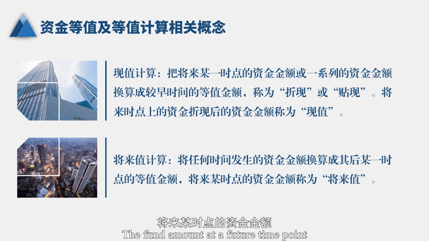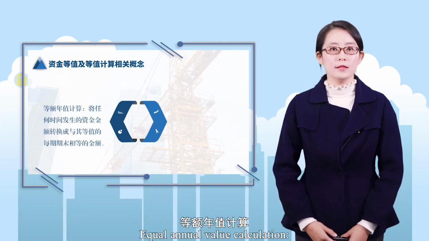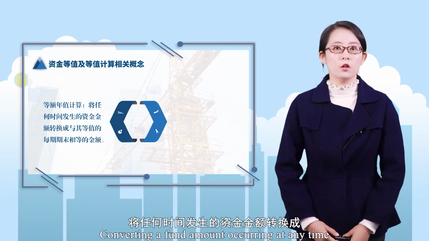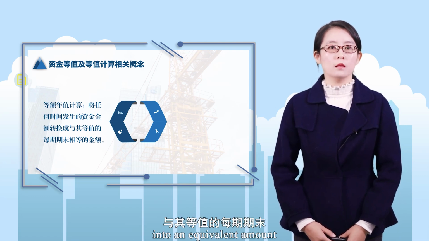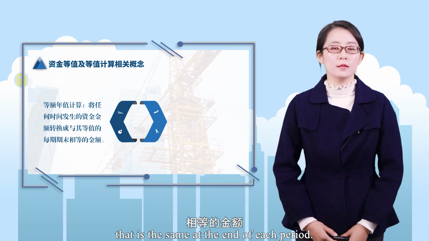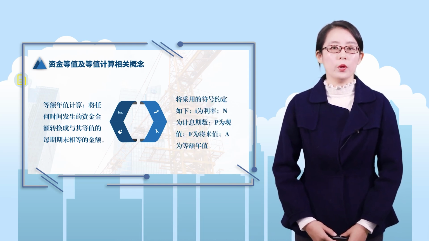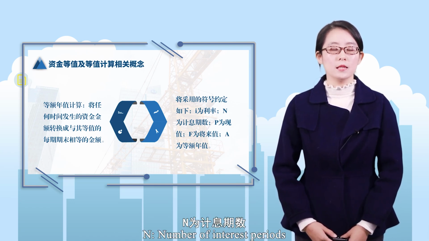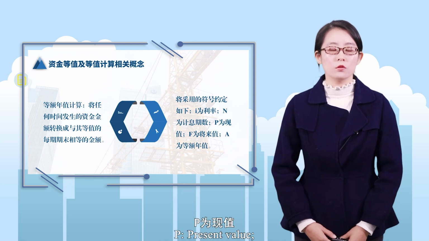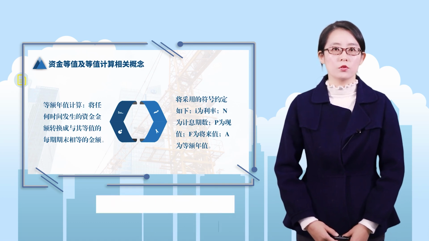The fund amount at a future time point is referred to as the future value, FV. Annual value calculation: converting a fund amount occurring at any time into an equivalent amount that is the same at the end of each period. The symbols used are defined as follows. I: interest rate. N: number of interest periods. P: present value. F: future value.